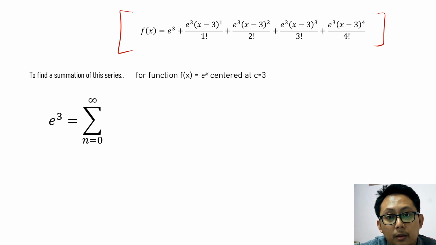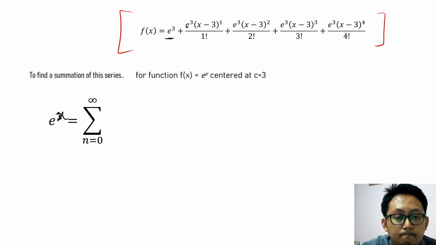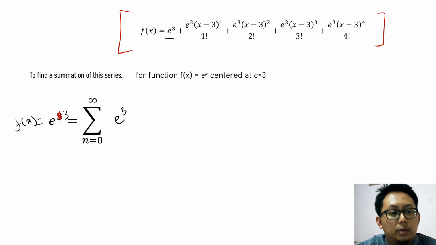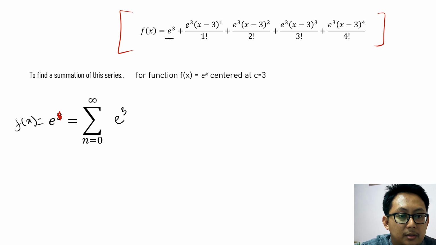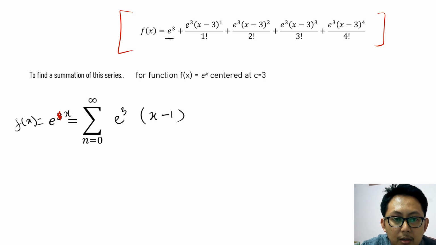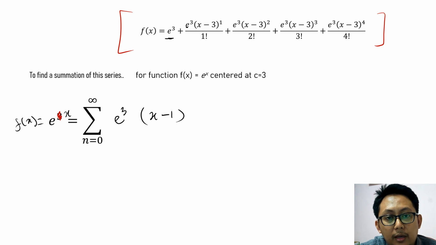You can check the similarity here. We have e to the 3, which is a constant here, maintained. This should be the function f(x) equal to e to the x, not e to the 3. Sorry, this is x actually. Exponential x. So the constant will be e to the 3. We have here e to the 3, and then we have x minus 3, x minus 3. The only thing we need to check is the power and the factorial.